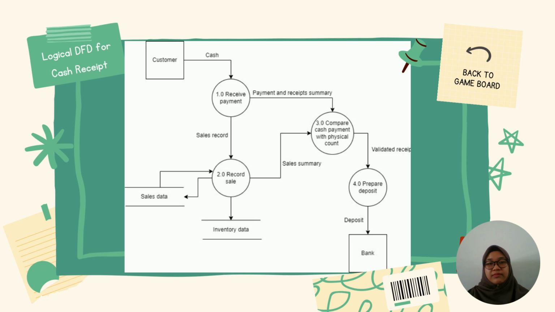Last but not least is the cash receipt logical DFD. The customer will make a cash payment to the cashier, who will receive the payment, and the sales record will be updated into the computer to record the sales into the sales and inventory data. Then the manager will pick up the receipt and payment summary from the cashier and computer. It is to compare the cash payment with the physical count and validate the receipt to prepare the deposit. Lastly, the cash sales will be deposited into the bank.